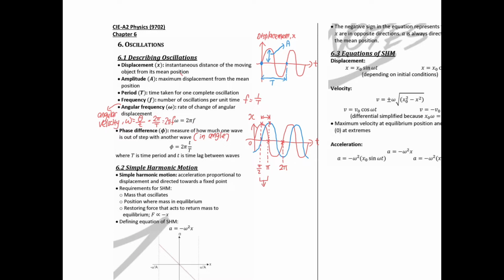So the phase difference is minus. We minus pi with pi over 2. And then you get pi over 2 as the phase difference in angle. Okay, phase difference. This is phase difference in angle.